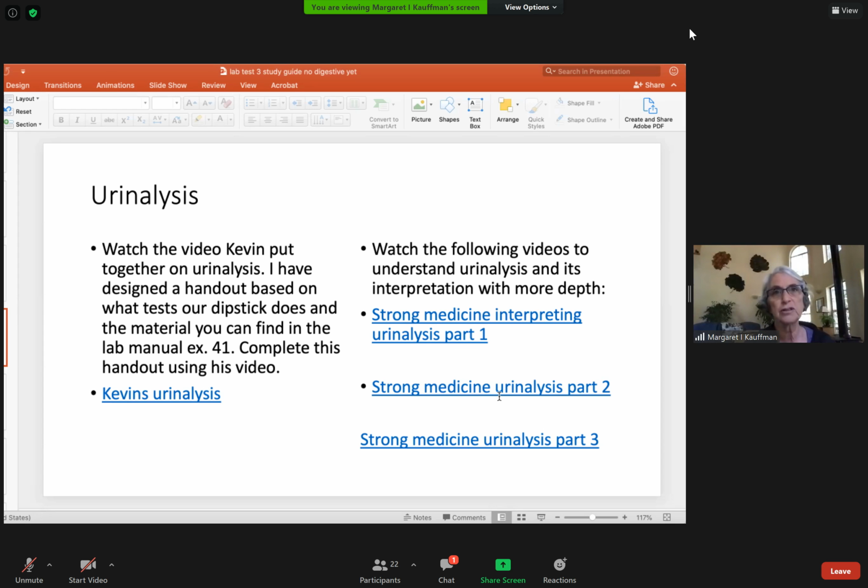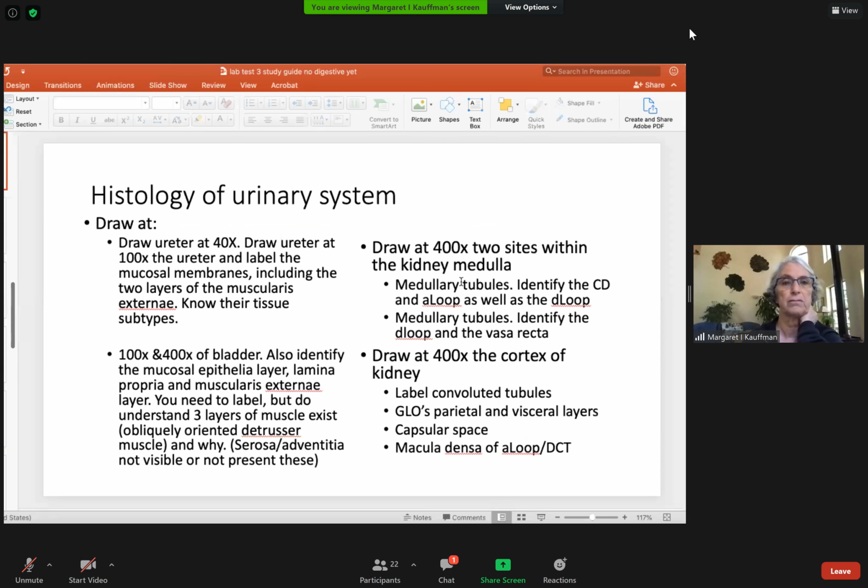Hopefully you finish the slides. I did get a couple, I guess I labeled the bladder slide 400 and it should have been labeled 100. Just looking at it, it's 100, but I mislabeled that picture. So you are still turning in the same thing that this study guide says. You're turning in this today.